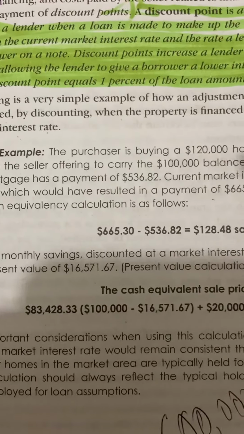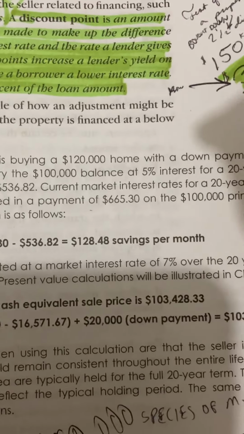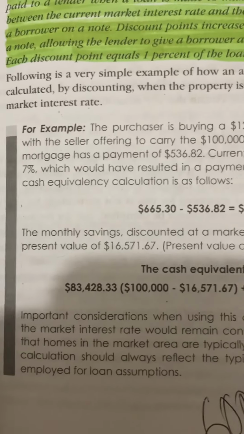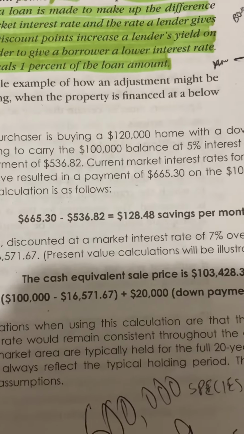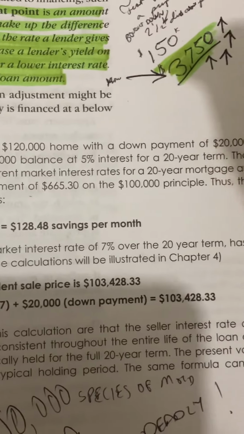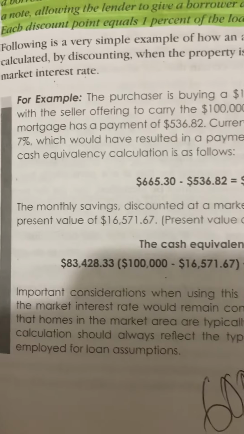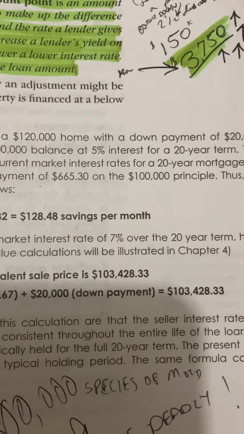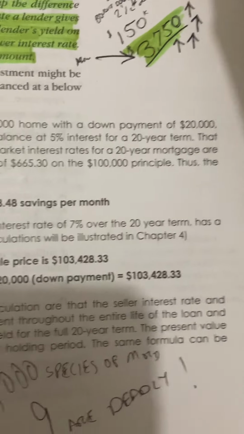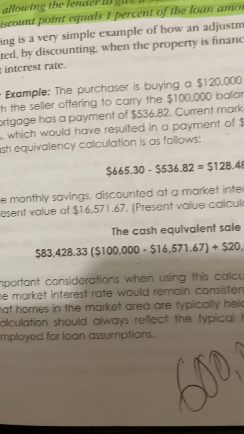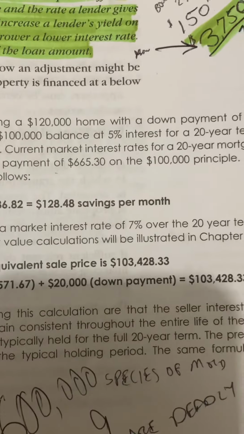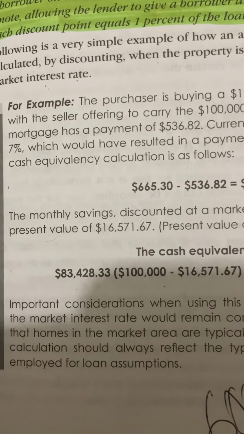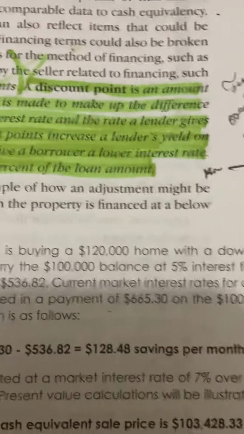Important considerations when using this calculation are that the seller interest rate and the market interest rate would remain consistent throughout the entire life of the loan, and that homes in the market area are typically held for the full 20-year term. The present value calculation should always reflect the typical holding period. The same formula can be employed for loan assumptions.